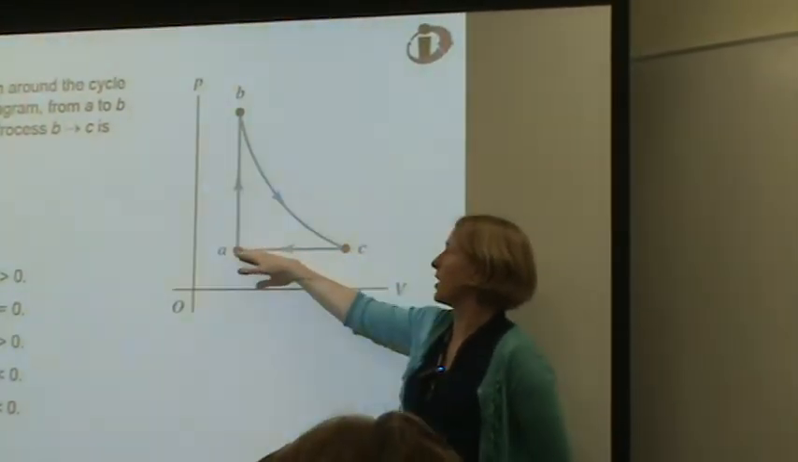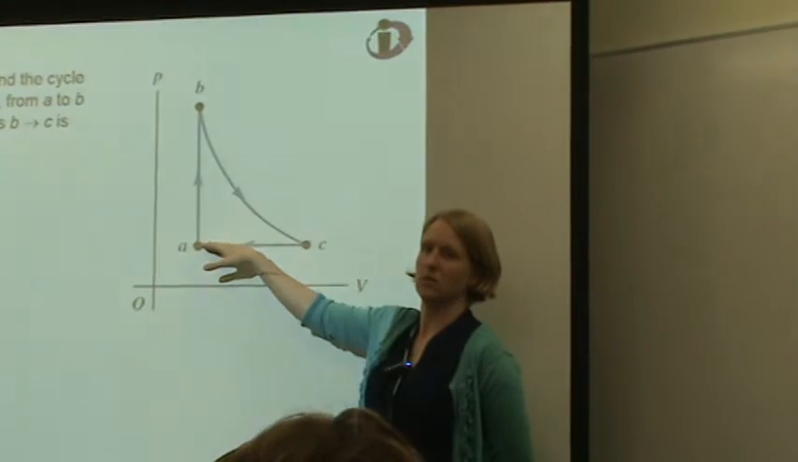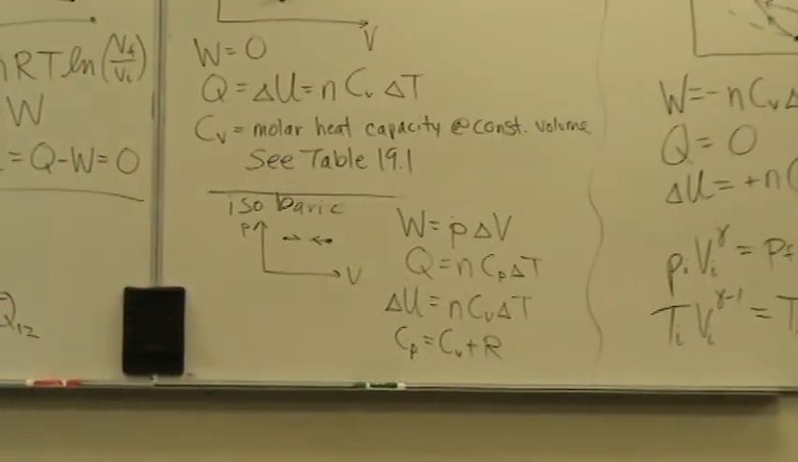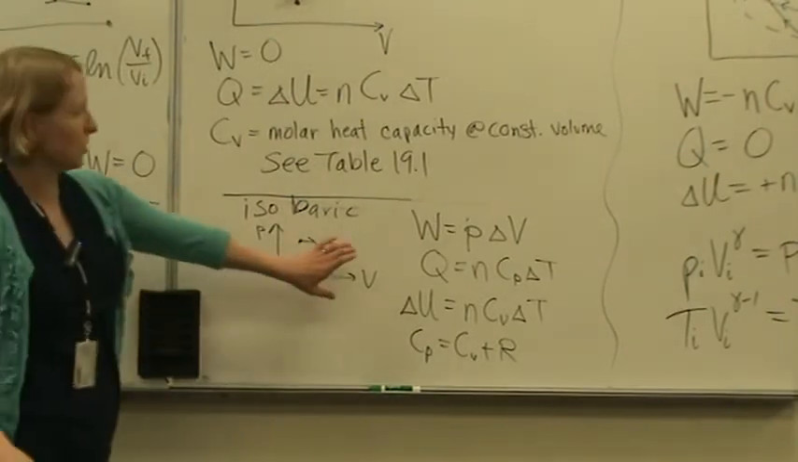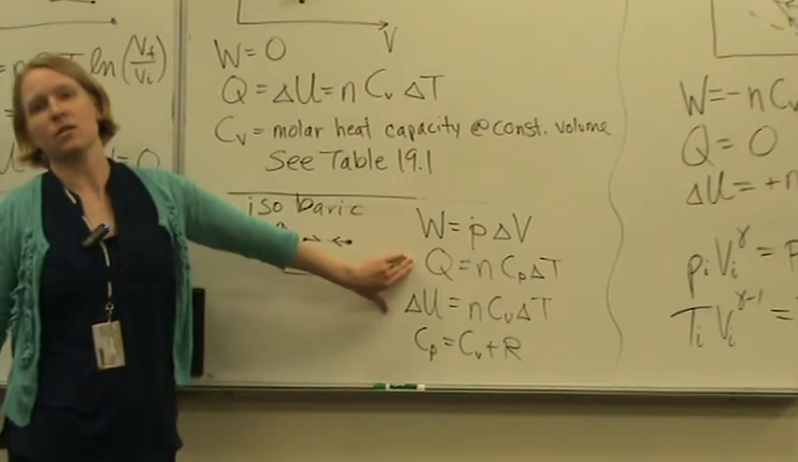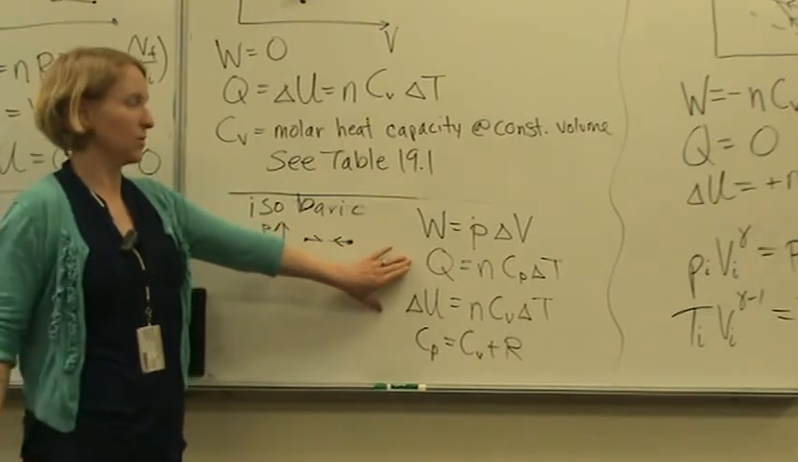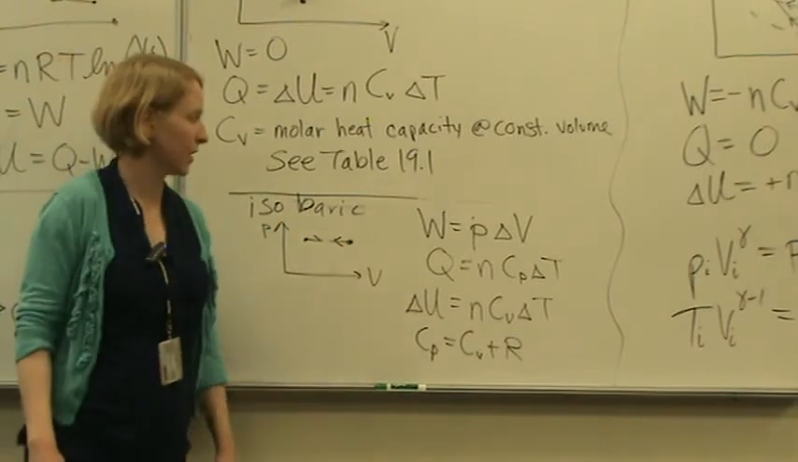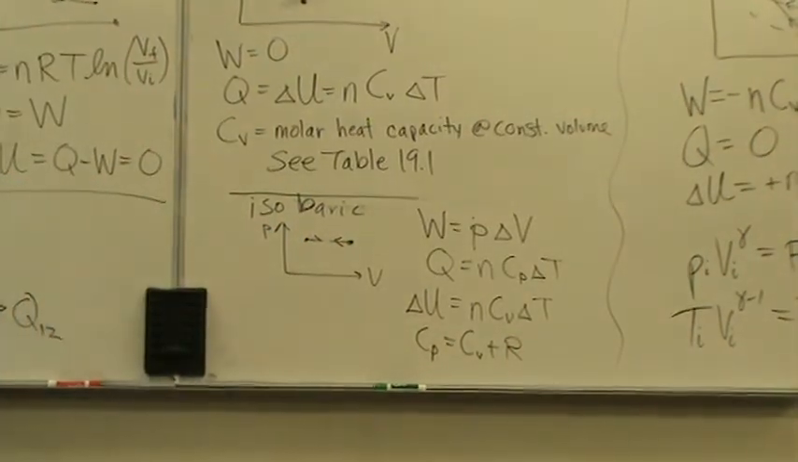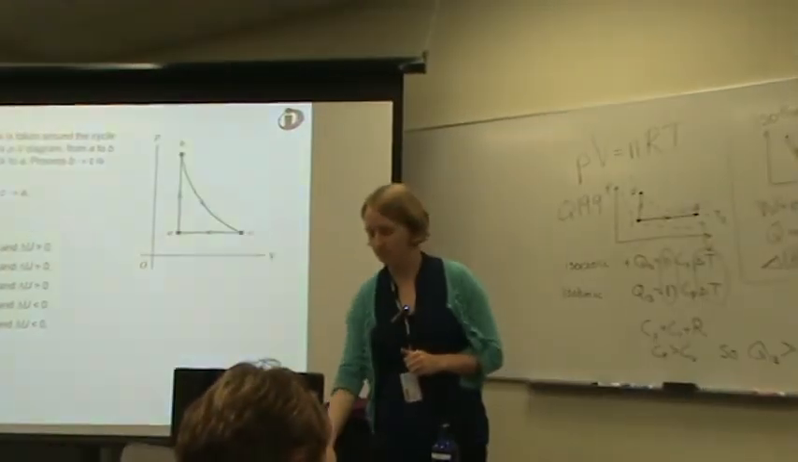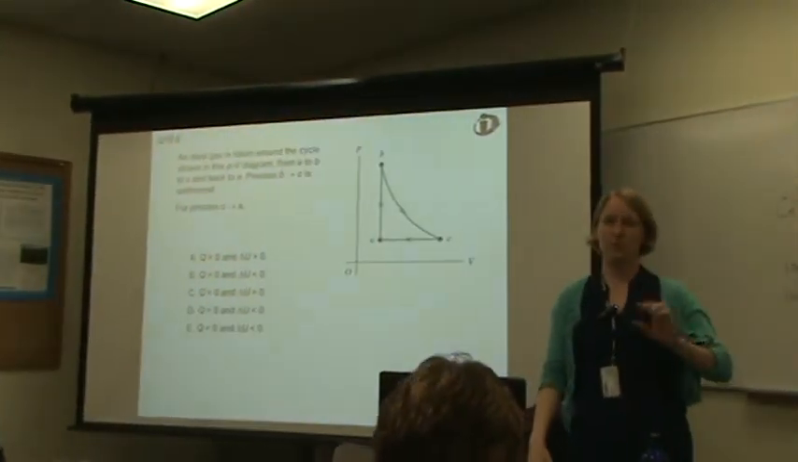Remind me, Grant, what process is this called? Isobaric, I believe. Isobaric, yeah. Okay, so we look at our equations for Q and delta U. For isobaric, they both have that delta T term. So if that's negative, then Q and delta U are both negative. Okay. One more question using this picture. So the correct answer for this one was E.